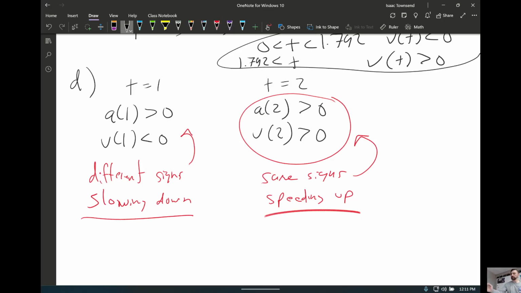Okay, and then to finish up, what is the total distance traveled by the particle in the first 5 seconds? So once again, think about what you think to do, and then I'll write it on the board.